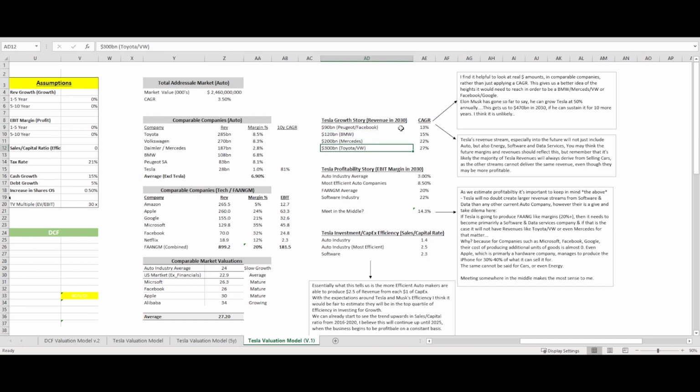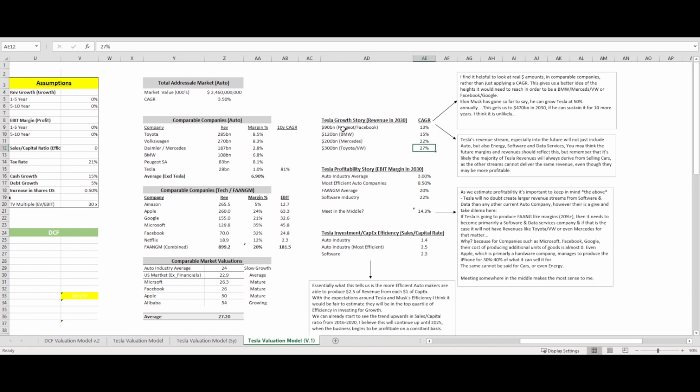So we've got to decide what sort of number do we think Tesla can get to in 2030. Do we think it's going to be a Peugeot, probably bigger than that, maybe a BMW-like revenue, Mercedes, or even Toyota? So here are the compound annual growth rates they would be applying if you thought it was going to be, say, a Mercedes at 22% or a BMW, say, 15%.